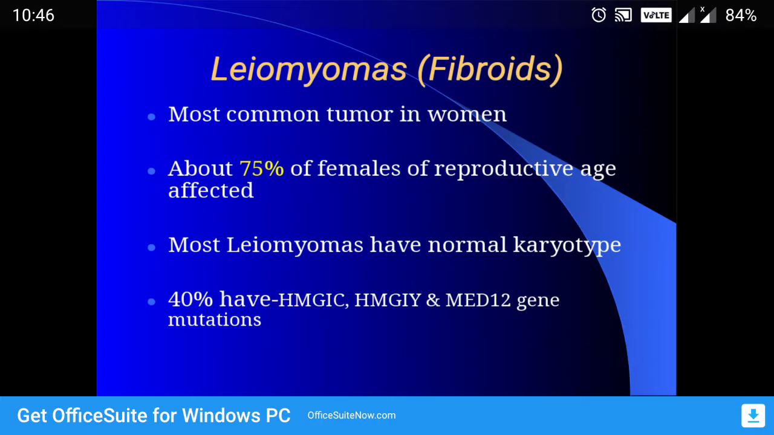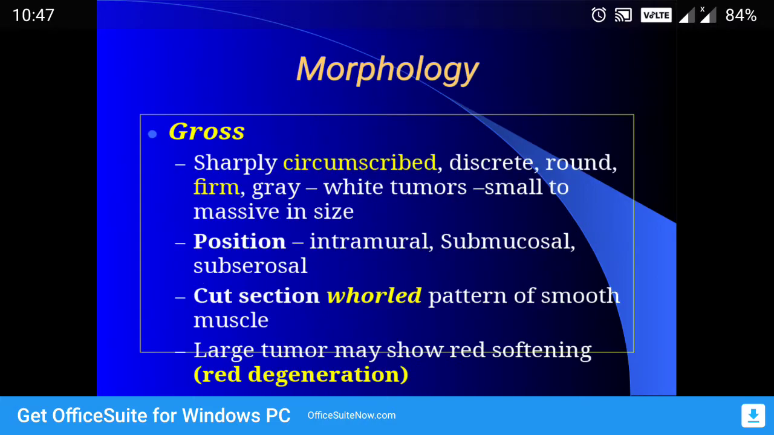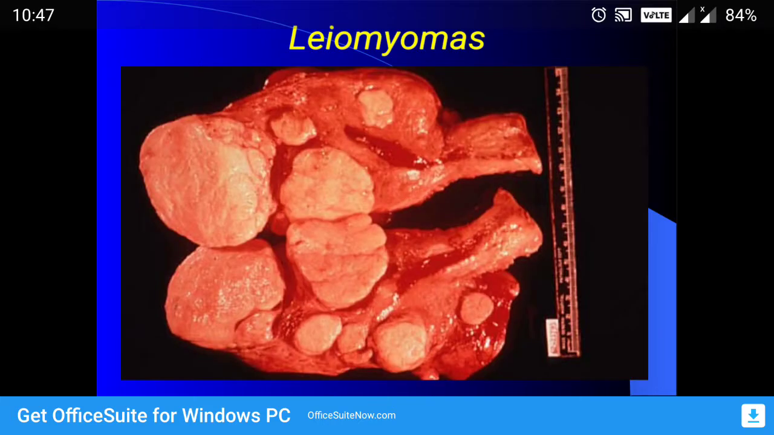The most common tumor of the myometrium is leiomyoma. Leiomyoma is said to be very common. Around 75% of reproductive-age women will have leiomyomas or fibroids, but most of them may not have any symptoms. Grossly, they are well circumscribed.